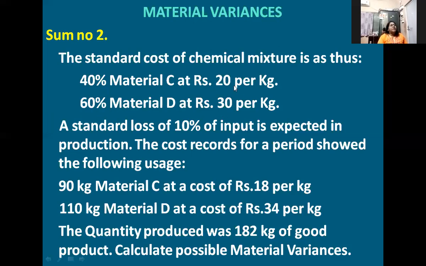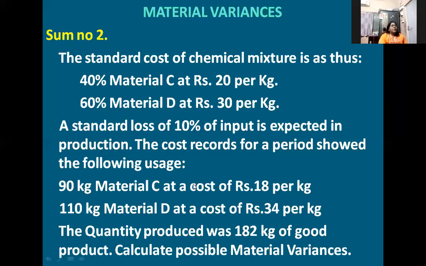And look at the respective rate per kg. C is 20 per kg and D is 30 per kg. A standard loss of 10% of input is expected in production. So we may incur a loss of 10% of input in production. So we need to consider this point for calculating the loss of input.